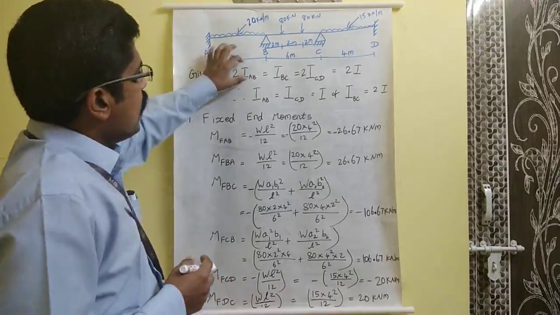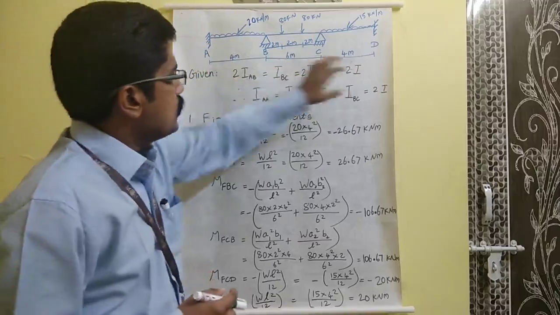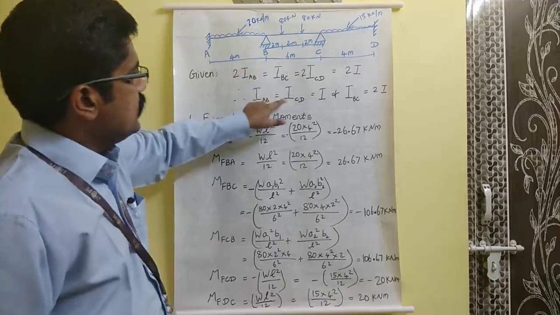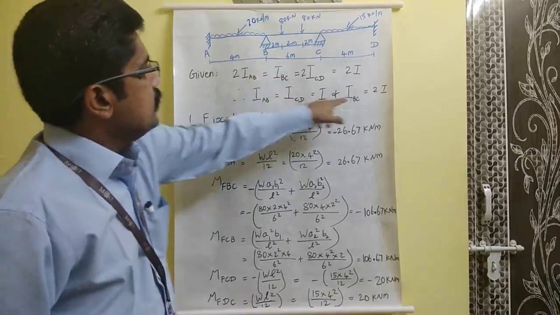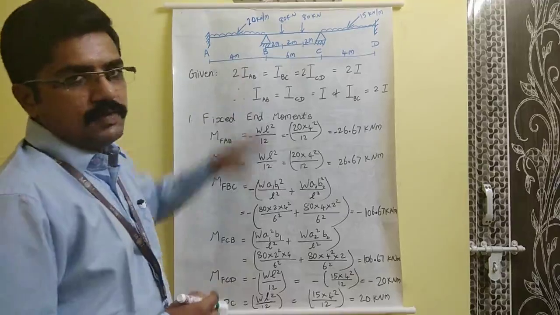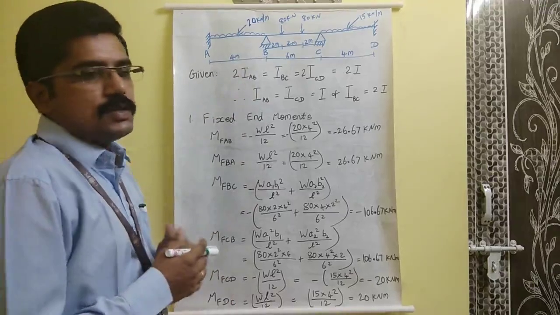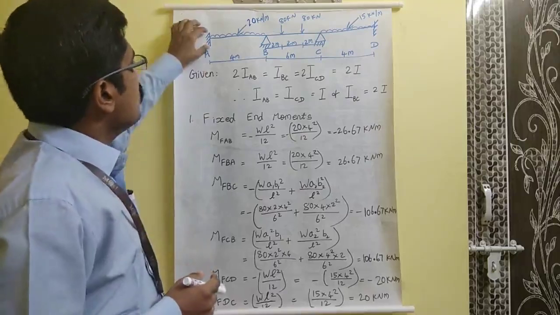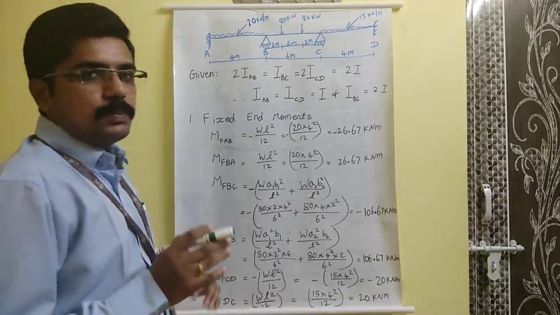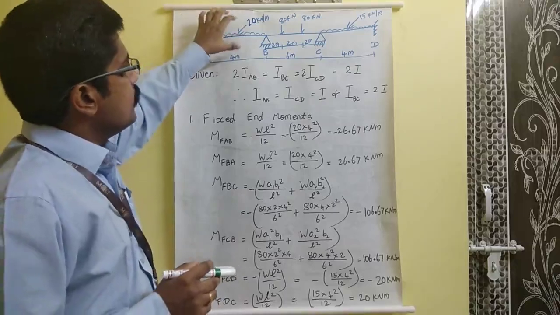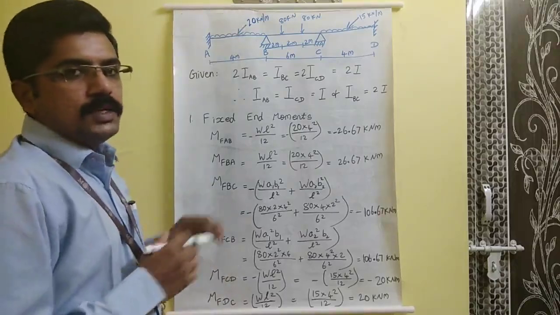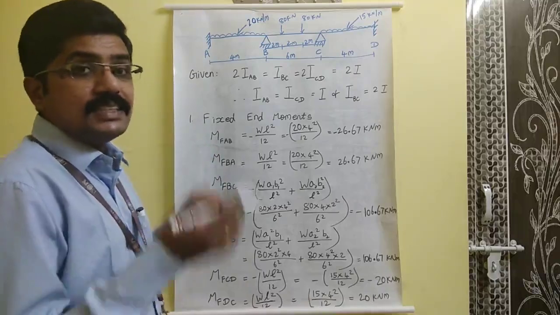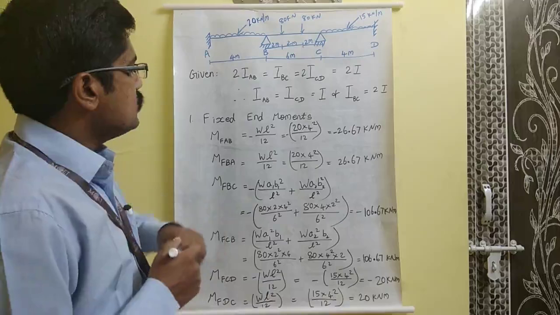Stiffness of the member is 2IAB equal to 2 times I. So we can take it as IAB and ICD equal to I and IBC equal to 2I. So this is the given data. Next we are going to solve the first step. What is the first step? The first step is nothing but the fixed end moments. So we need to calculate the fixed end moments, that is, the moment acting in the element due to the load. Fixed end moments means we consider the ends as fixed and calculate the end moment. That will be called the fixed end moment.